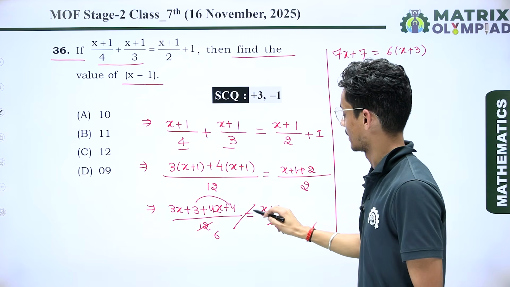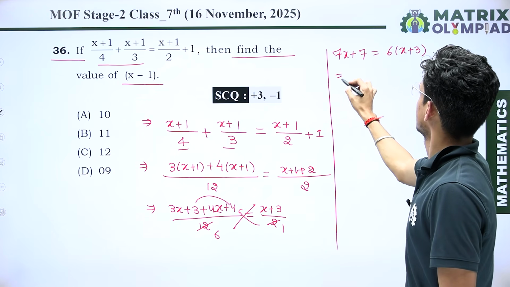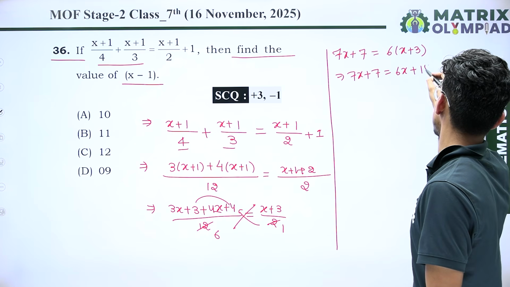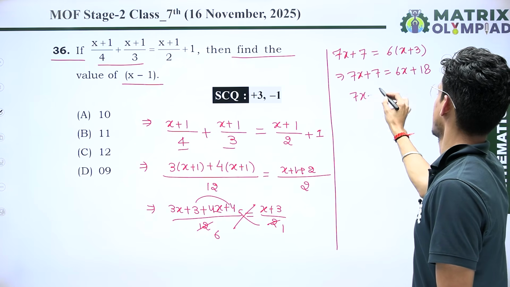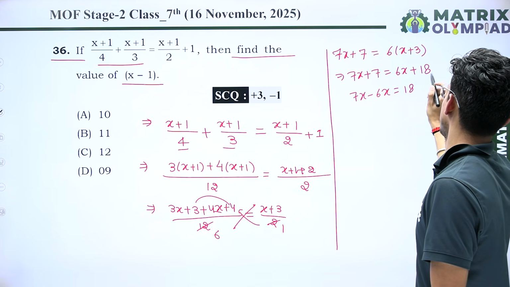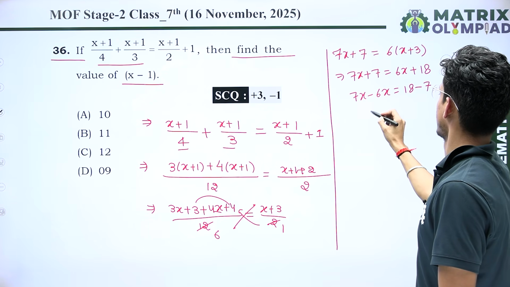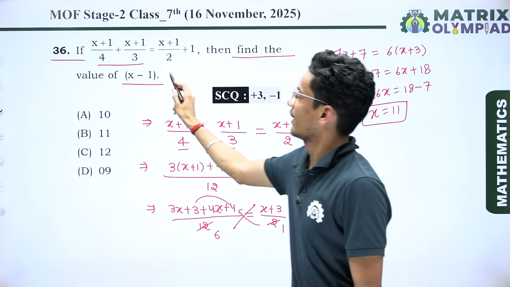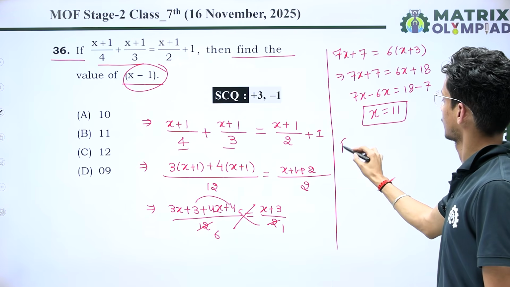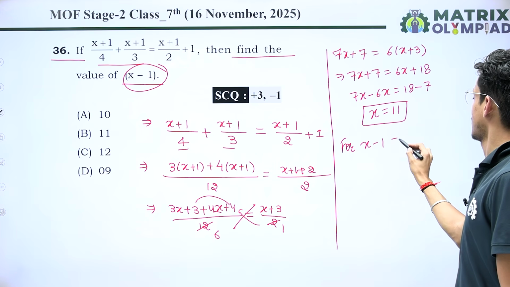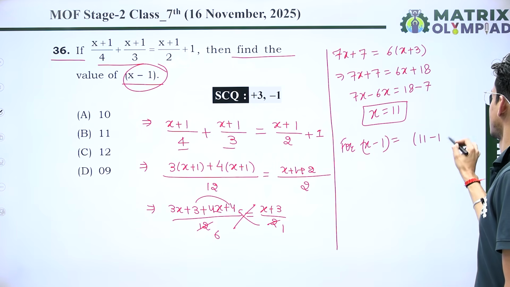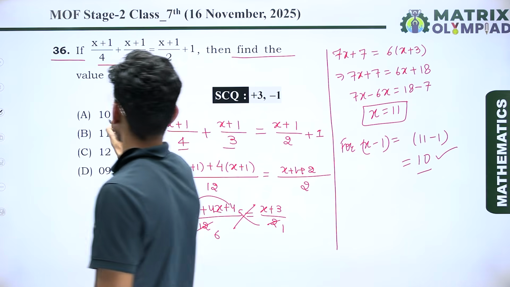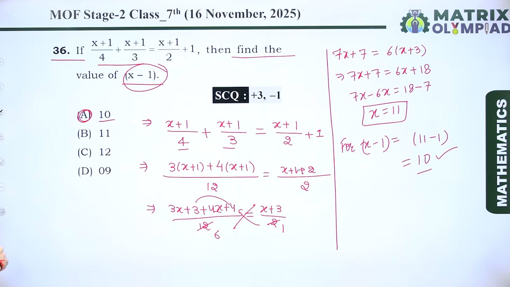Here we take cross multiply, right? So I can write here 7x plus 7 which is equal to 6x plus 6 3 is 18. So 7x minus 6x is equal to 18 minus 7. So the value of x here we get, that is 11. And now we have to find the value of x minus 1. So for x minus 1 we can write 11 minus 1, that is 10. So check which option is here. So 10. It means option number A is the correct answer over here.